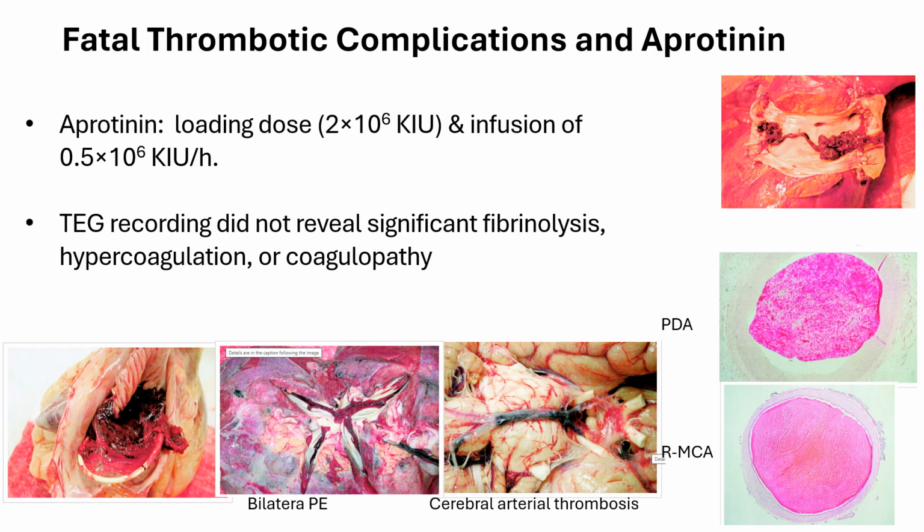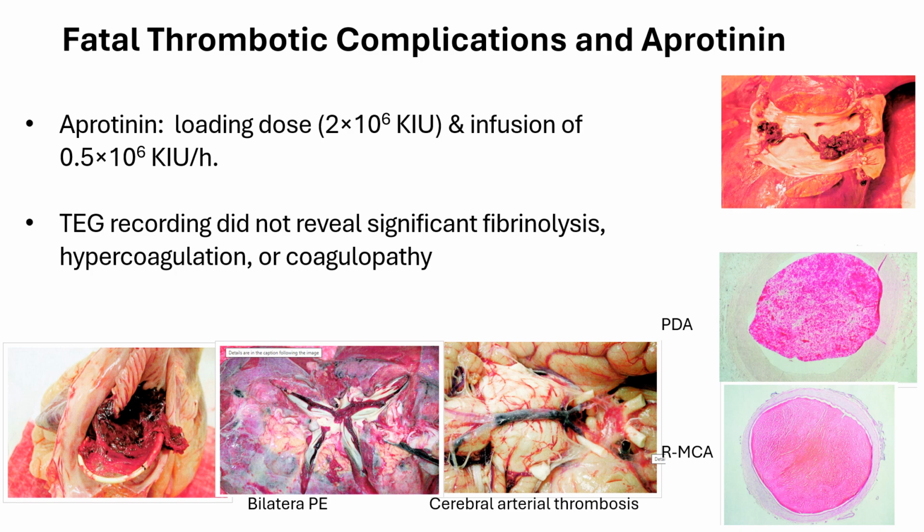Additionally to those 2 conflicting studies, we have case reports about fatal thrombotic complications with the use of aprotinin during liver transplantation. These patients received aprotinin as a loading dose and infusion, and during the phase of liver transplantation died. On autopsy, they showed massive thrombotic events.